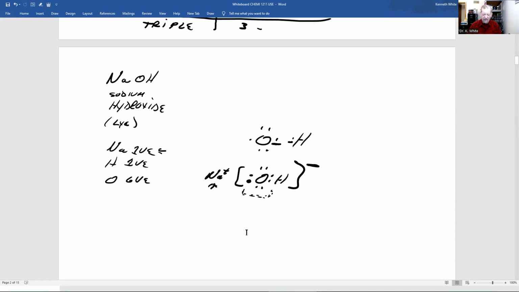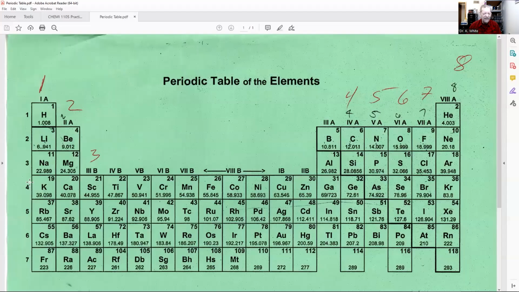And you should know how to do this. Remember, all alkali metals, lithium, sodium, potassium, are always in an ionic bond, give up an electron. Magnesium and calcium, same thing, give up 2 electrons.